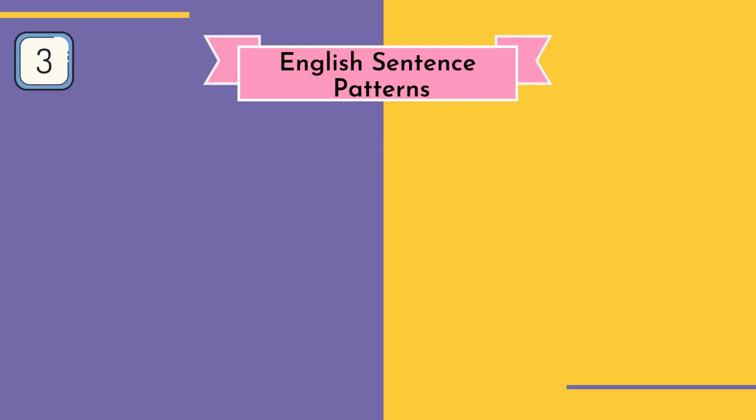Sentence pattern number 3. This is what we call a subject plus verb plus adjective sentence pattern. Don't be alarmed if you do not know what an adjective is yet. Basically, adjective is kata sifat in bahasa Melayu. It tells more about the noun. We are going to learn more about adjectives in another video, so stay tuned. Next, let's look at the examples for this one.